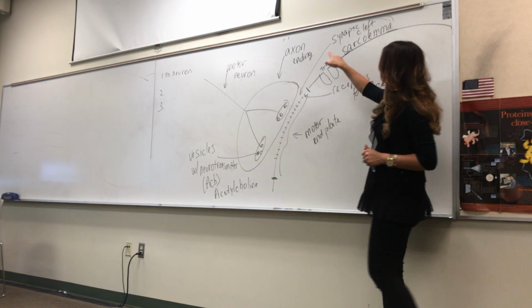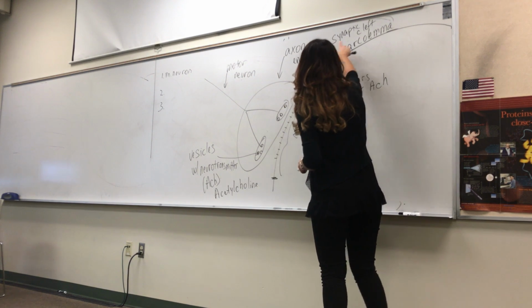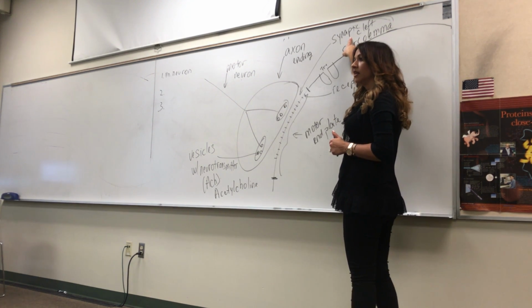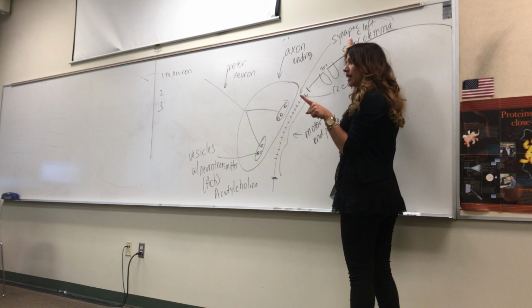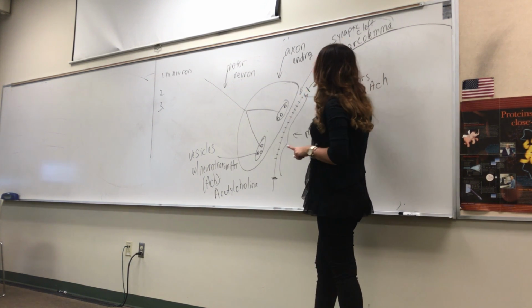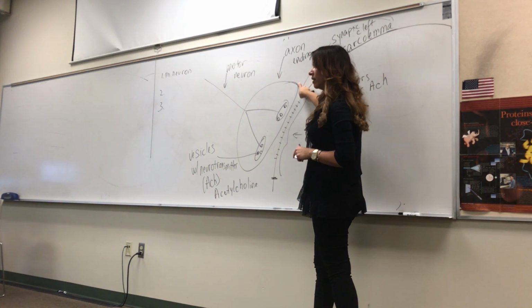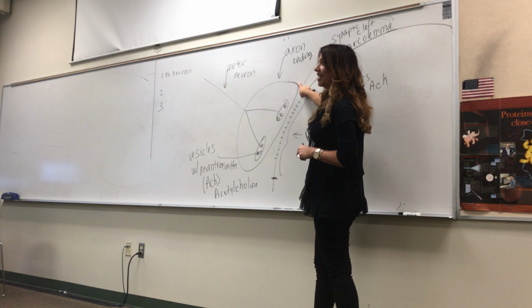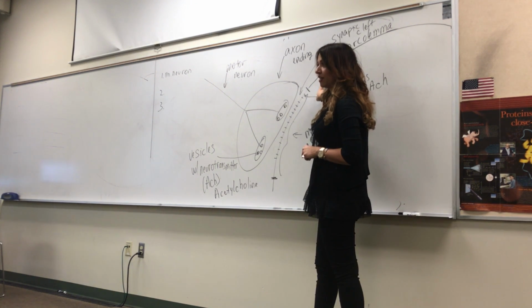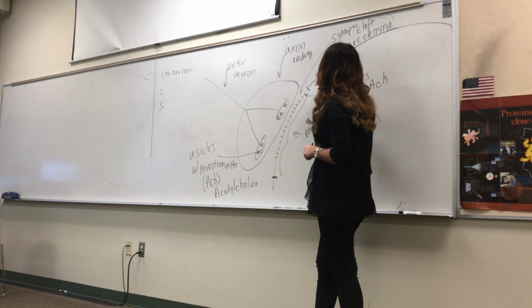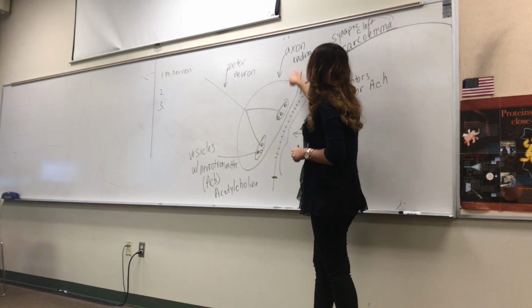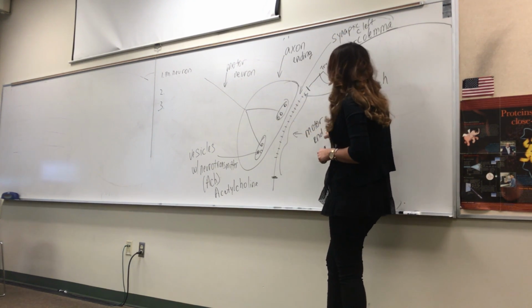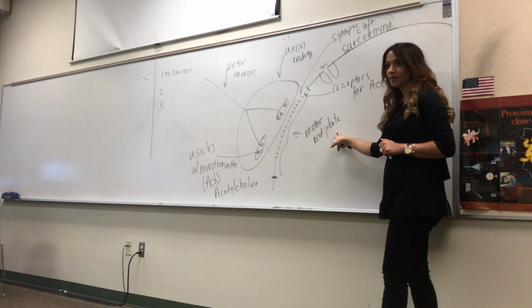All right, and then we said number 2 is what again? Synaptic cleft. You may want to write down it's the space between number 1 and number 3. Okay, so synaptic cleft is the space between the axon ending and the motor end plate.